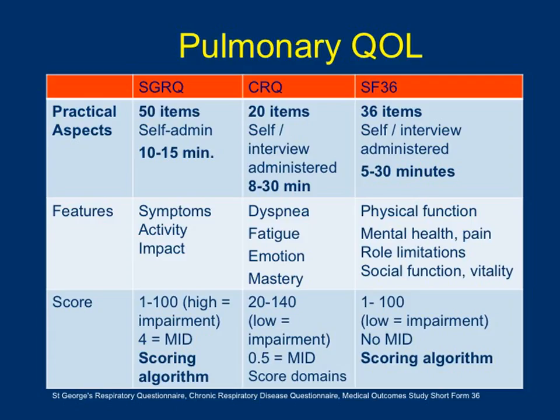So this is a chart that just gives you some comparison about quality of life tools. It compares just 3 tools, the St. George, the CRQ or Chronic Respiratory Questionnaire, and the SF-36: how many items they use, how it's administered, how long it takes to complete, what it measures, how many points, and if there's an MID, how to score it. So it just gives you a comparison of what the tool offers for you and your patients. Next slide, please.